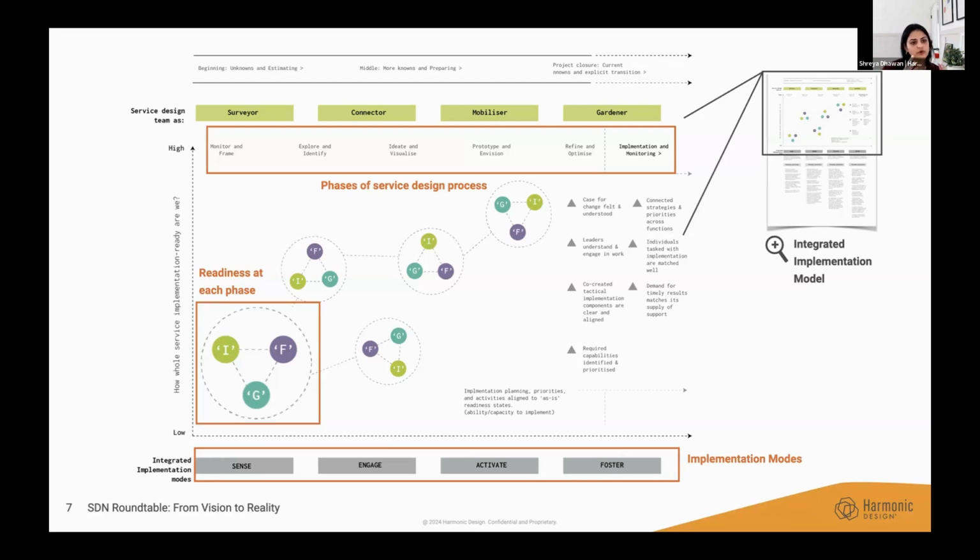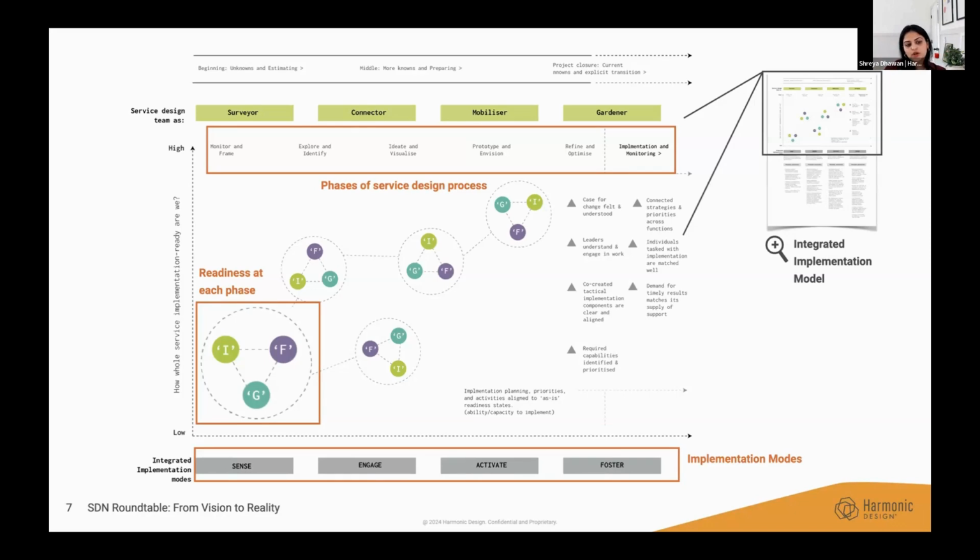And as you move from one service design phase to another, the orientation of them, as you can see, are changing. And what that means is that the readiness that each of these three levels are at is evolving and changing over time. And it's changing in a way that by the time you reach the last stage of implementation and monitoring, you're at the highest level of implementation readiness. So that's what the center part is showing.